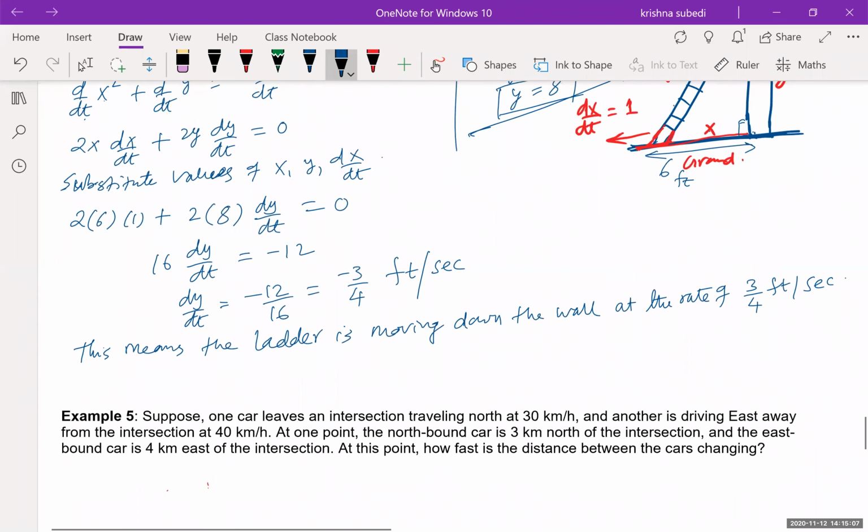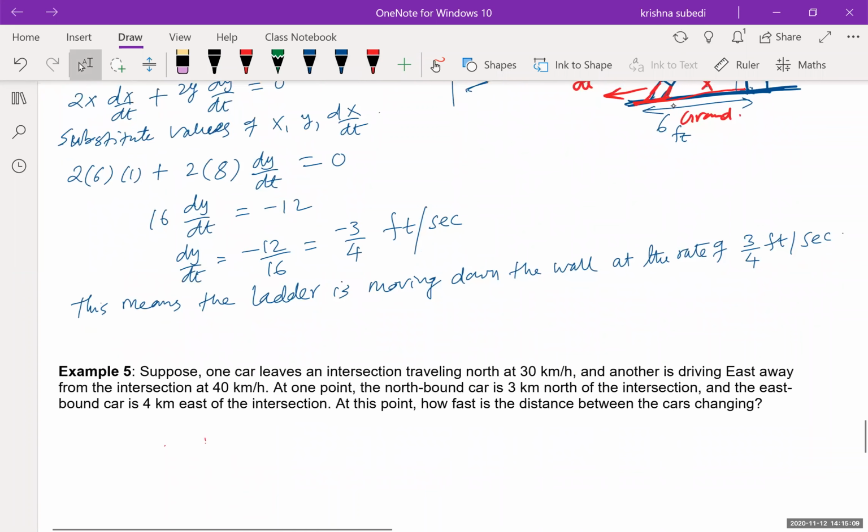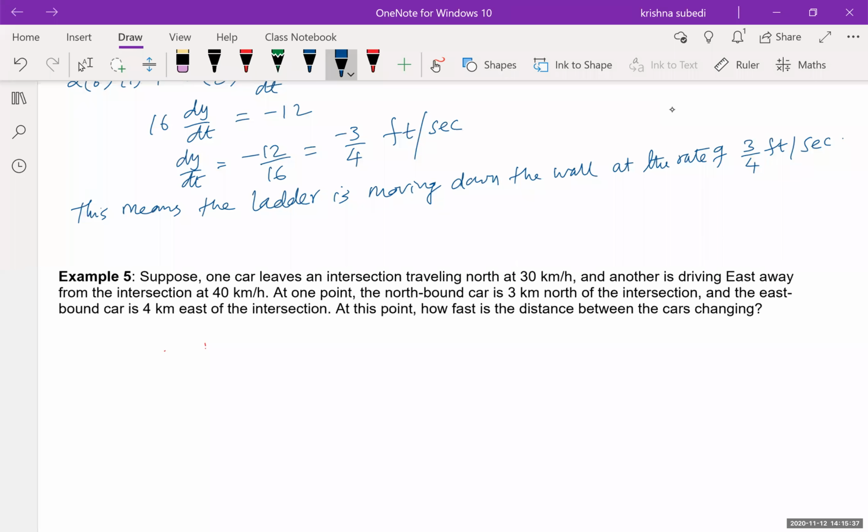All right. Okay, so let's look at another example. I think you got the idea how we can find how something is changing with respect to time. But let's do one more problem just for fun, okay? So example 5.